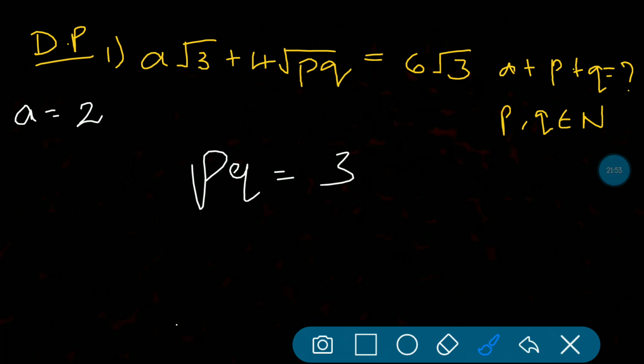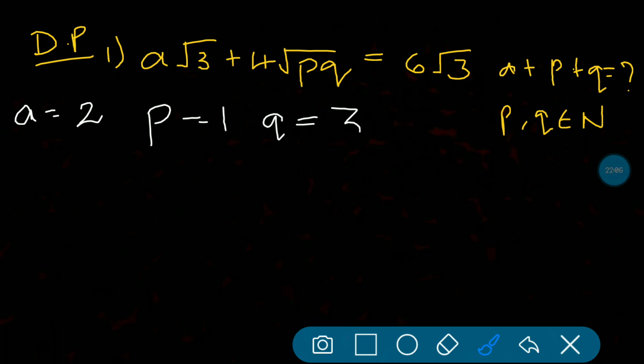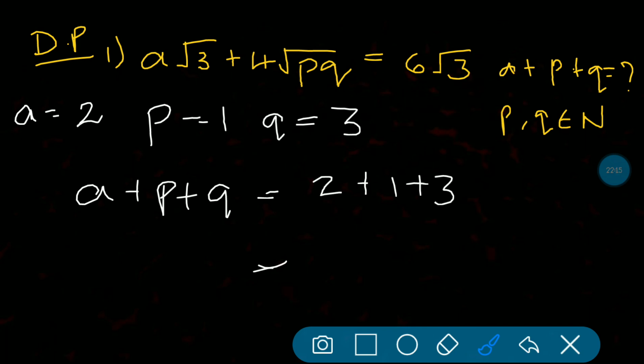So now what are the possible ways in which we'll get p multiplied by q as 3? Obviously it is a prime number, so it is just 1 into 3. So p can be 1 and q can be 3. Either way, doesn't matter. Now a plus p plus q is equal to 2 plus 1 plus 3. What is the answer? 6. Quite simple, right? Yeah, so that is option B.